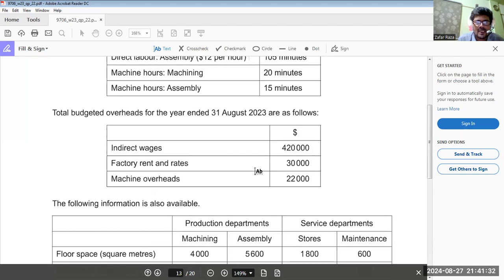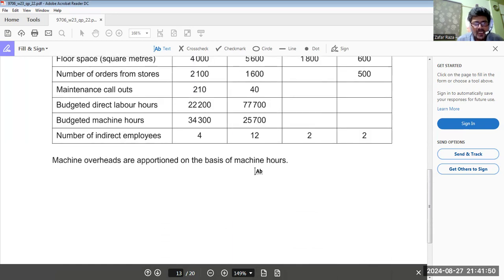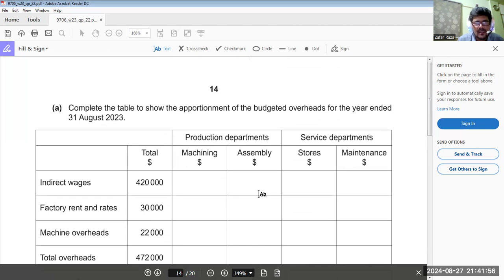Total budgeted overhead for the year: indirect wages, factory rent and rates, and machine overheads. Okay. This information is available about production and service departments: floor space, number of orders, maintenance callouts, budgeted direct labor hours, budgeted machine hours, number of indirect employees. Okay. Machine overheads are apportioned on the basis of machine hours. Okay. Apportionment. It's very wonderful.